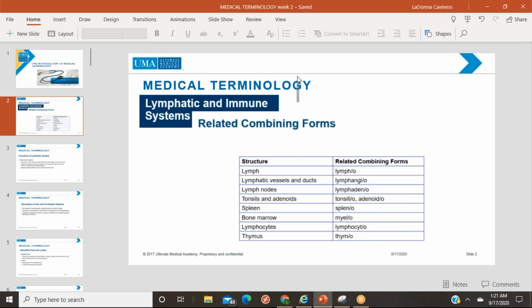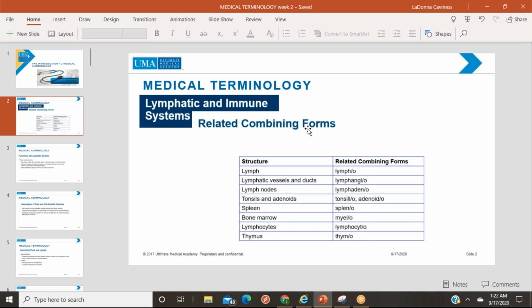So, related combining forms. When we talk about the lymphatic system, the structures would be lymph, the lymph vessels and ducts, the lymph nodes, the tonsils and adenoids, the spleen, the bone marrow, the lymphocytes, and the thymus.